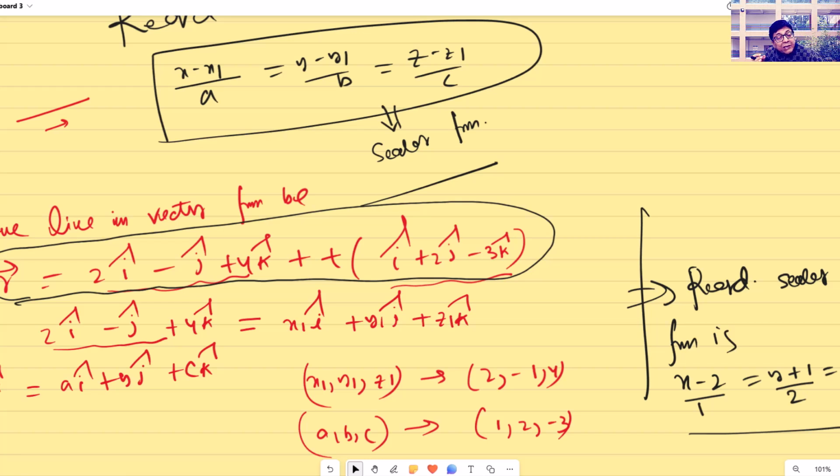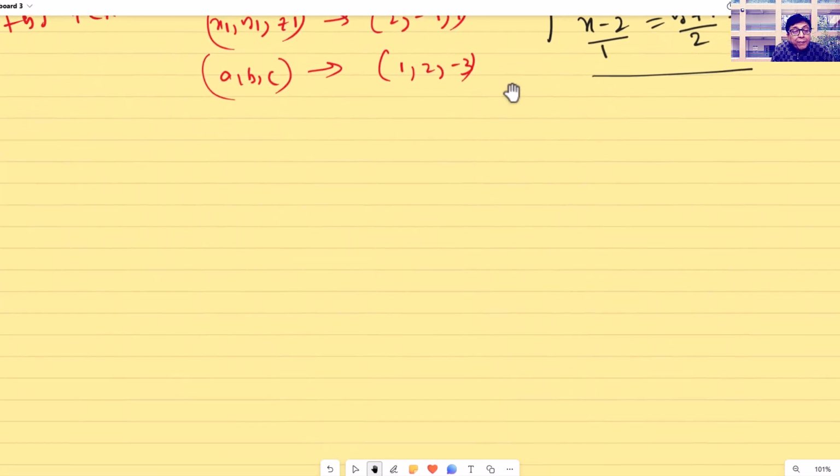Just by remembering the concept that the known point is given here, that is 2, minus 1, 4, and the line directed along 1, 2, minus 3. Now if you are given a line in scalar form, I am just taking one example, how do we get the vector form? Better we deal with the problem.